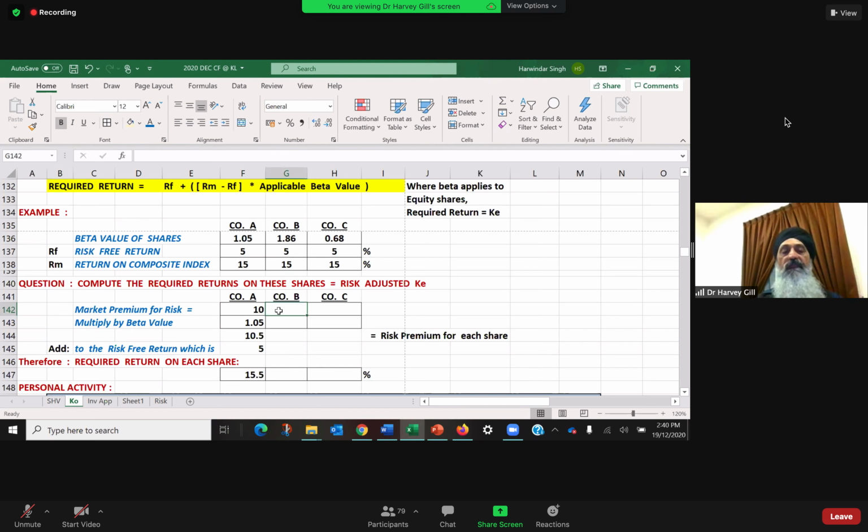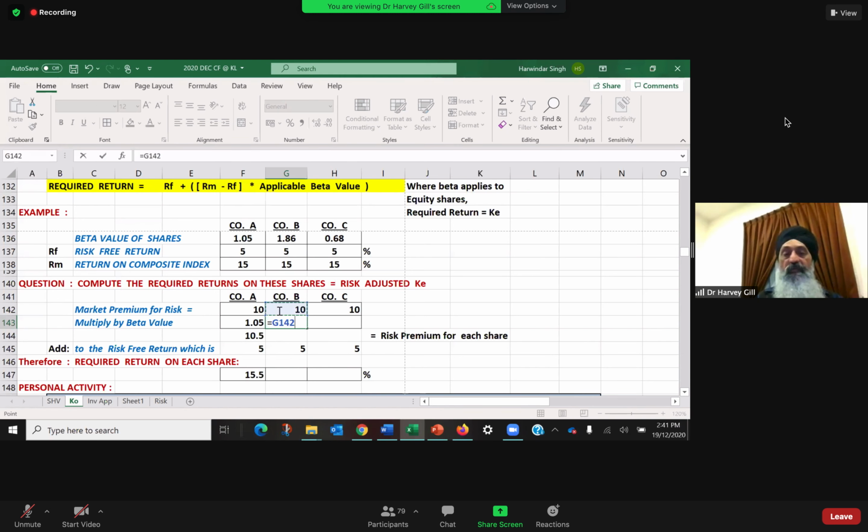The market premium for risk for all three companies is the same, because market returns are 15 and risk-free is 5. If that's the market premium for risk, it applies to all shares. First thing to note. Second thing to note, the required returns will be determined mainly by the changes in beta value only, because the risk-free return, if it is 5, then it is 5 throughout, isn't it? What is different is the beta value.